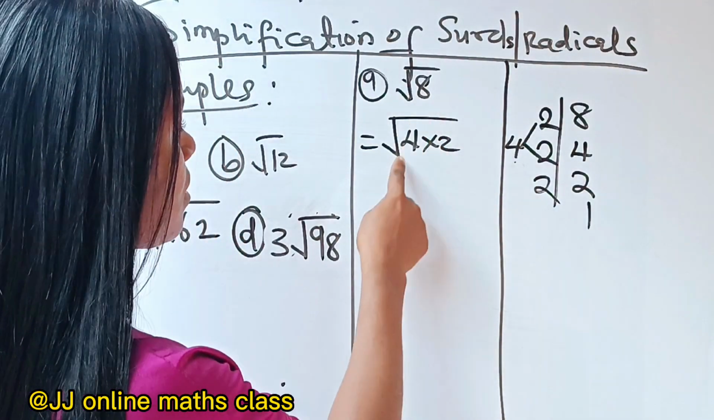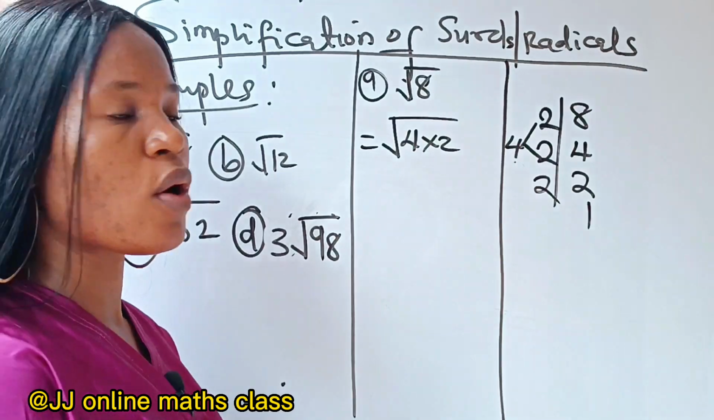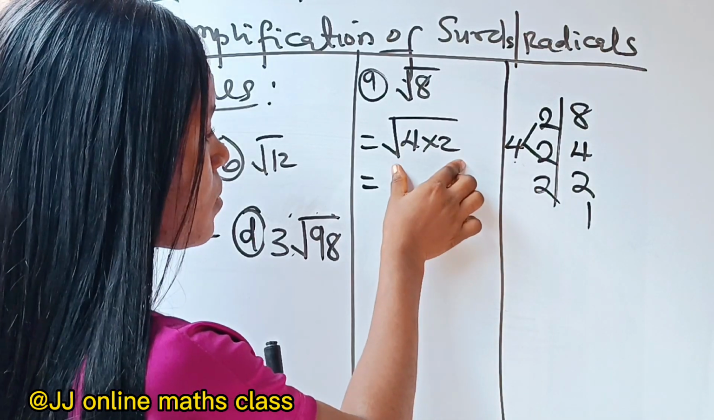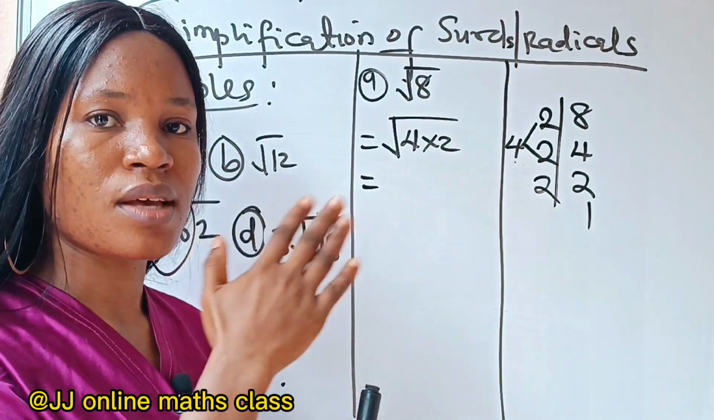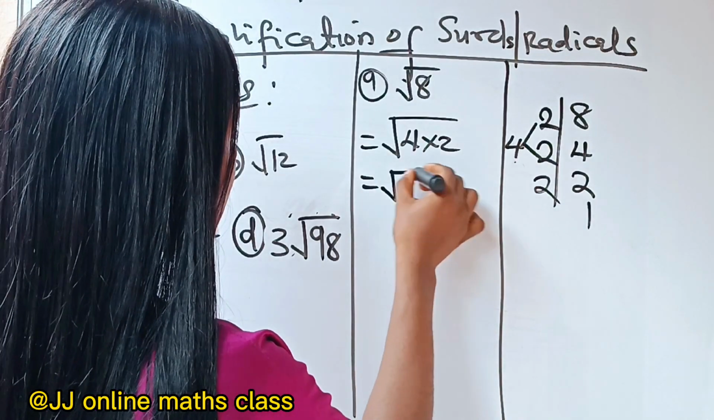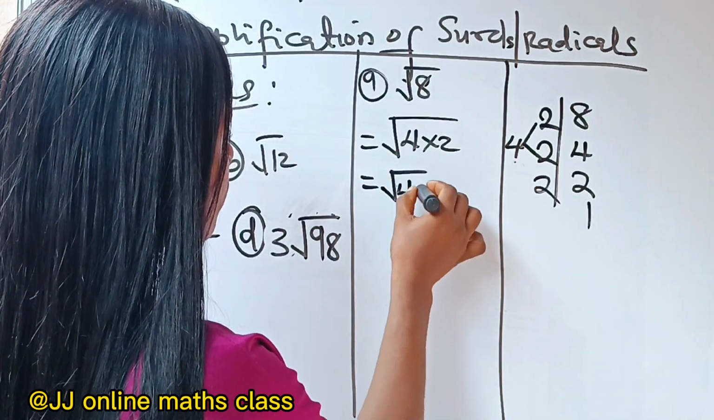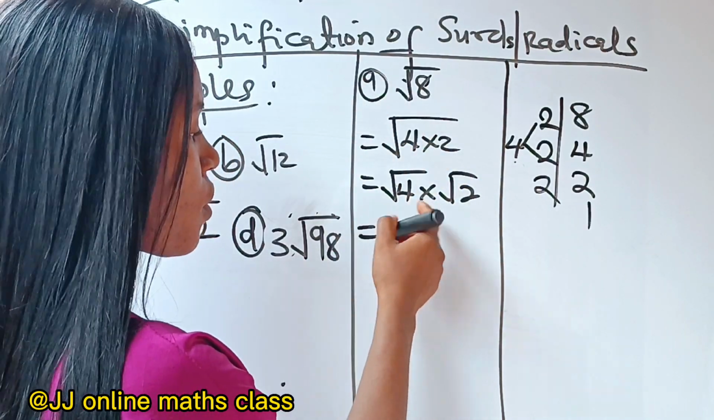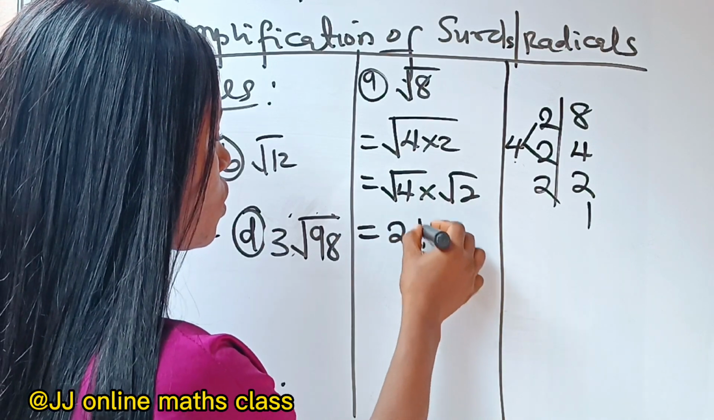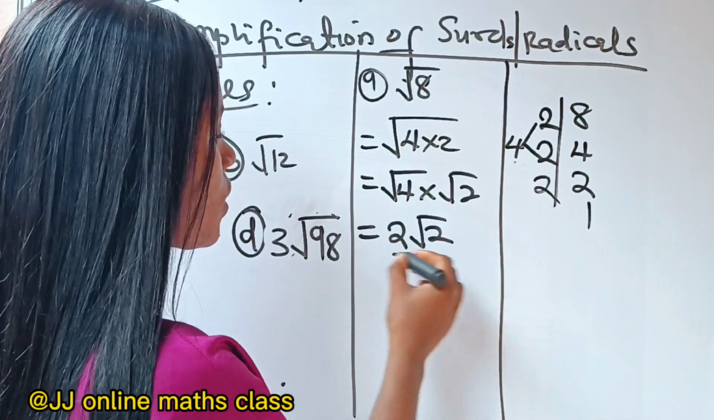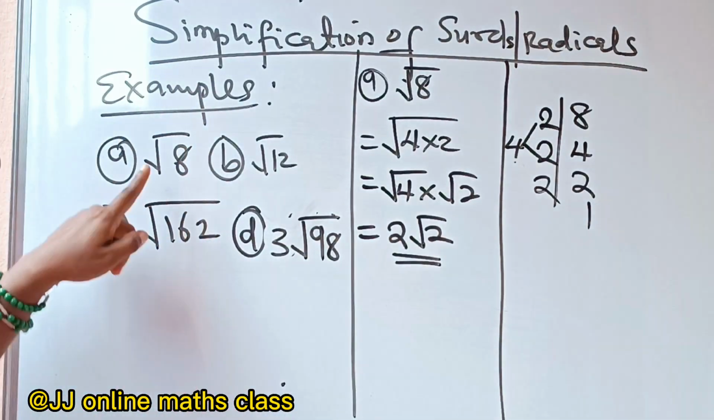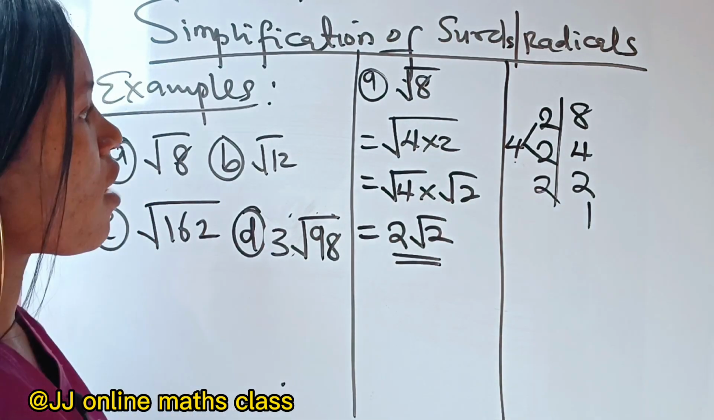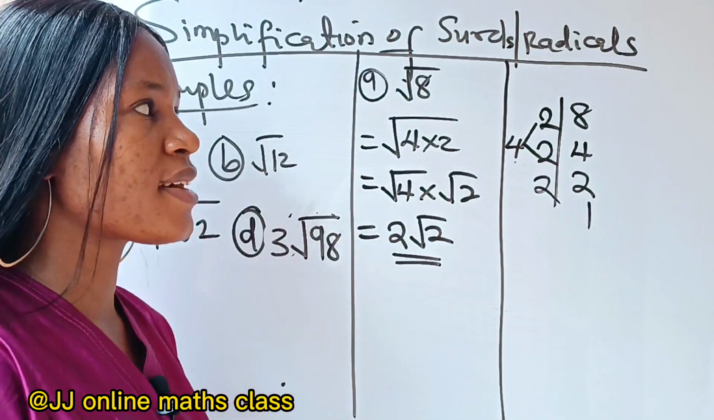So we can now express this as root 4 times 2. Now we are going to apply the first rule, which says that when you have something like this, you can separate them. So we can write this as root 4 times root 2. Root 4 is 2, times root 2 is 2 root 2. So this is the simplest form of root 8. Interesting, right?